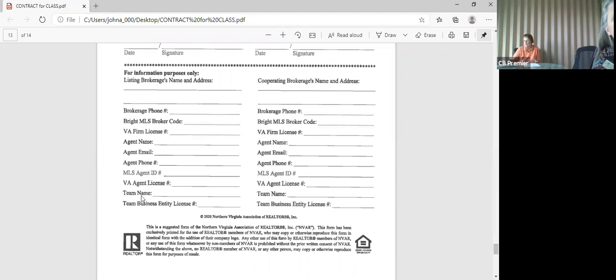And on the MLS sheet, you should be able to get some of this information from there, because the MLS sheet has their MLS ID and the listing broker. It's really helpful when an agent takes the time to fill out as much as they can. You don't want to fill out the other side, they'll do their side. You just fill out as much as you can.